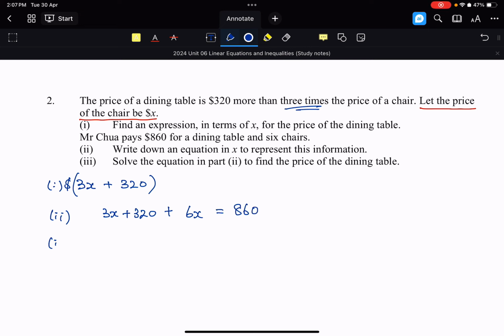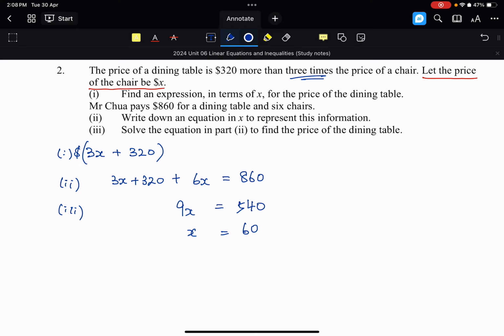Part 3, they want us to solve it, so we'll go ahead and solve it. 9x is equals to 540, 860 minus 320, so x is equals to 60. However, the question did not ask us to find the value of x. The question asked us to find the price of the dining table. So please write down price of dining table.